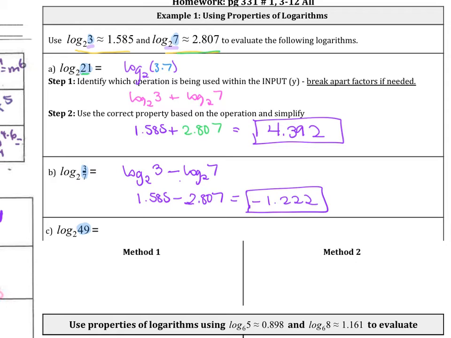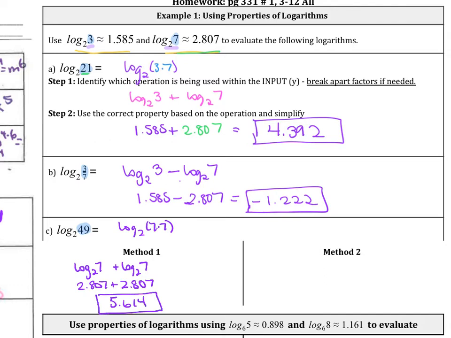Okay, let's try letter C, log base 2 of 49. There are 2 ways that we can do this to evaluate this logarithm, method 1 and method 2. Log base 2 of 49, so what do we use? Obviously we're going to use log base 2 of 7. One way to make 49 is log base 2 of 7 times 7. So we're multiplying, which means this is log base 2 of 7 plus log base 2 of 7. Remember, when you're multiplying, you can expand it by adding the logs. Then we substitute: 2.807 plus 2.807, and when you add that together, you get 5.614.